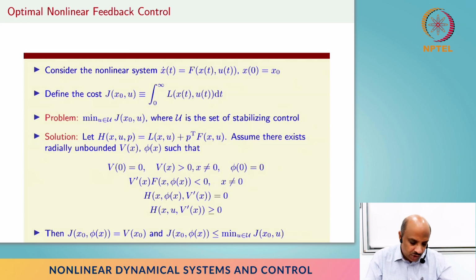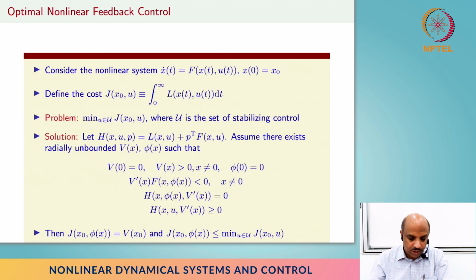But essentially, the first few parts have something to do with stability and the Hamiltonian that is brought in. By assuming that h is 0 at the optimal control and greater than or equal to 0 for every other u, we can actually get optimality for free, and then the cost function can be evaluated at phi, or for that matter at any u, as v of x0, right? So that's essentially your optimal nonlinear feedback control.